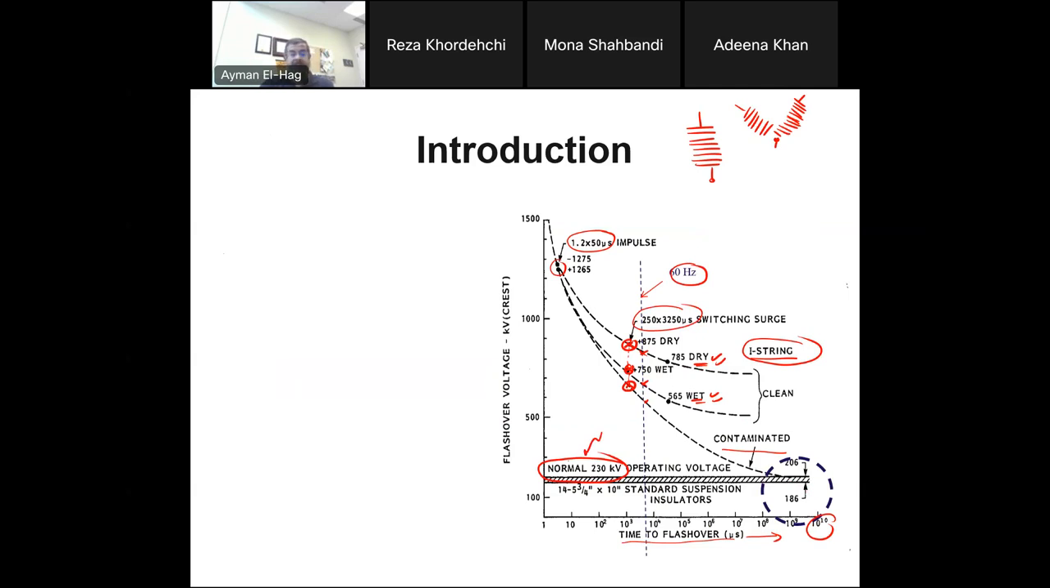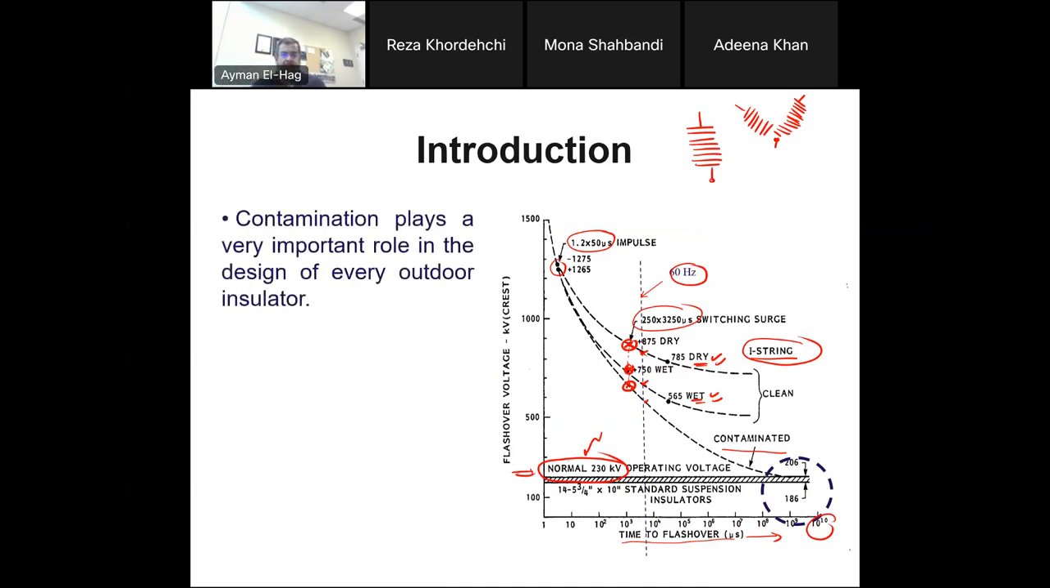But this is something inevitable for outdoor insulation because they are subjected to the contamination, to the pollution. And if not washed properly or correctly at the right time, then you can have a flashover at the normal voltage here, as you can see. But this will take some time. It depends on the severity of the pollution that we have here.